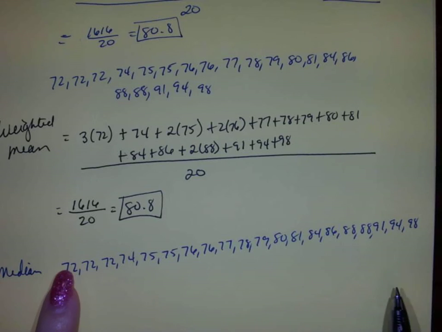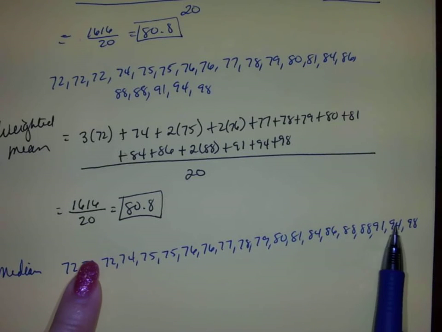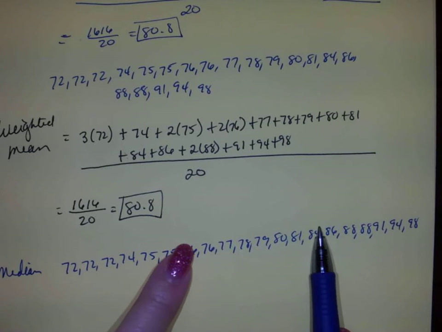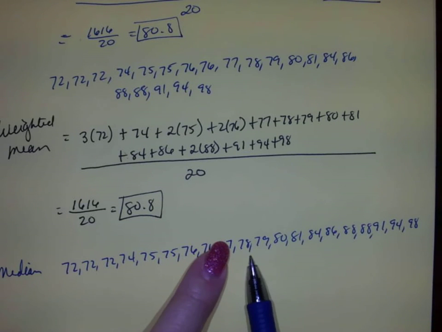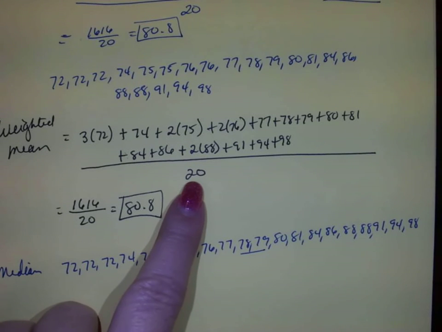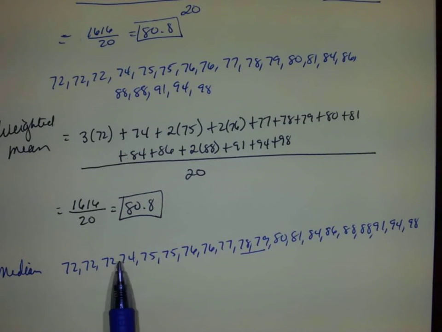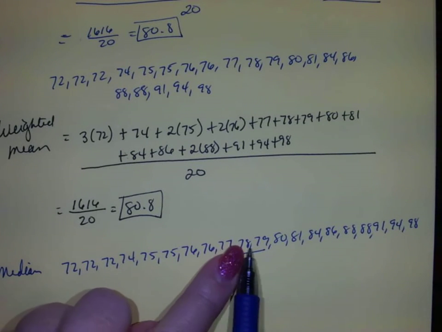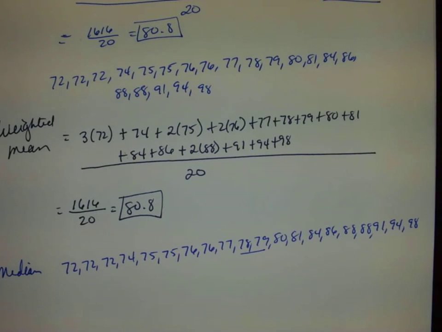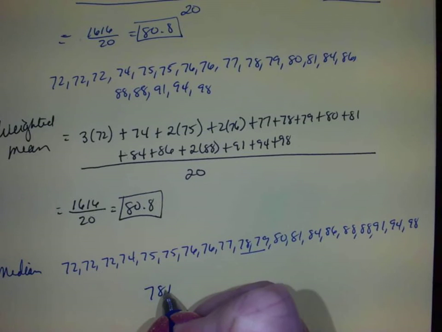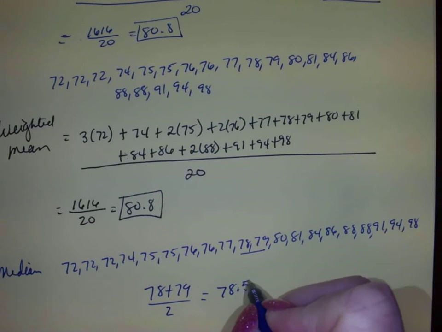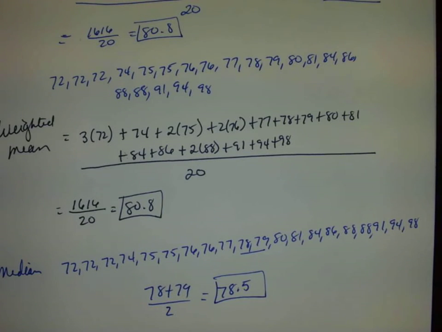All right, so I can count in by ones, and I'm going to get to this point where these are my 2 middle numbers. The other thing I could look at is I have 20 terms. Half of that is 10, so I could have counted in 1, 2, 3, 4, 5, 6, 7, 8, 9, 10. And 1, 2, 3, 4, 5, 6, 7, 8, 9, 10 gets me there. All right, so those are the 2 numbers. So now we would take 78 plus 79 and divide them by 2 because we have an even number, and we get 78.5 as our median.